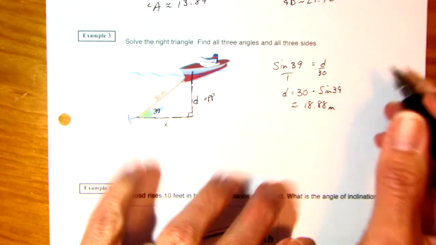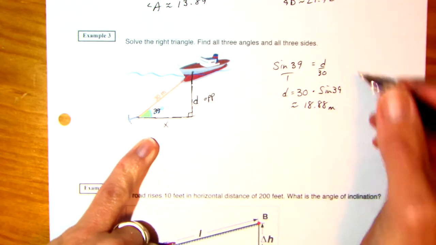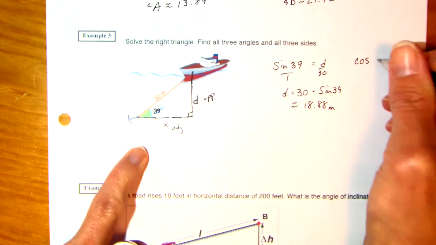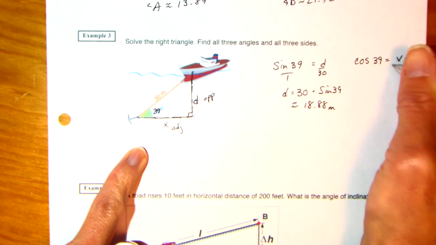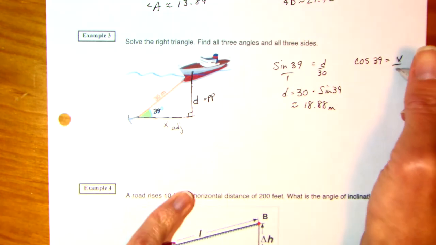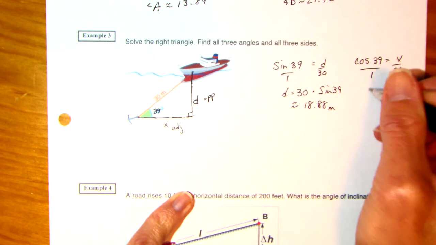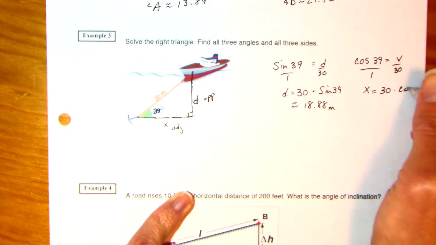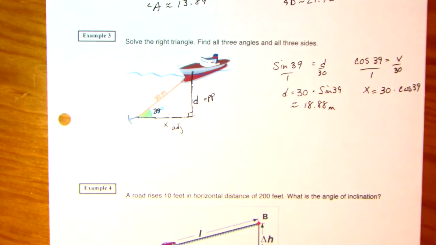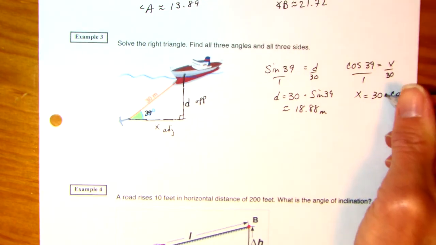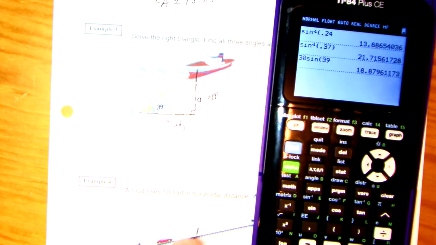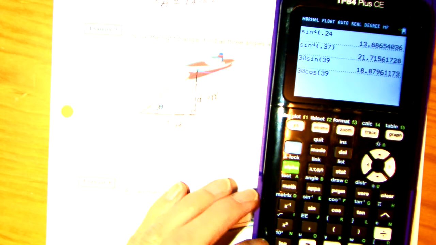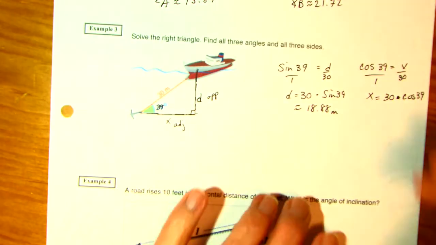meters. Okay, so now let's find out what x is. So let's use cosine, because this is adjacent. Cosine of 39 is equal to x over 30, adjacent over hypotenuse. X is equal to 30 times cosine of 39. Probably shouldn't put a dot. Maybe I should put that. I don't want you to think it's a decimal. 30 times cosine of 39. 23.31.